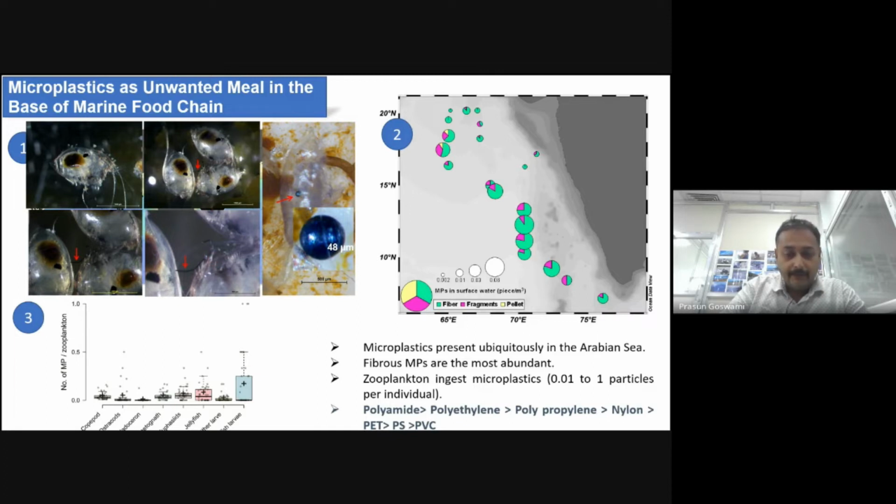But the interesting fact was that fish larvae and jellyfish, which tend to be on the higher side of the planktonic food chain, ingest more plastic than the other zooplankton. So this clearly shows that feeding habit as well as the trophic status of the organism influence microplastic ingestion. Then we observed polyamide, polyethylene, polypropylene, nylon, PET, polystyrene, and PVC. These are some of the major polluters in these environments.